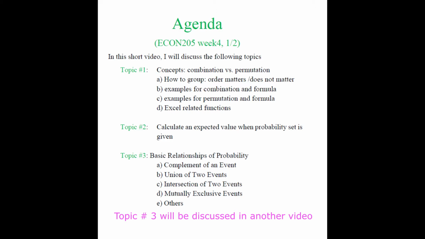Topic number 3, basic relationship of probability. Complement of event. So we have an event, and what is complement? Union of 2 events, intersection of 2 events, mutually exclusive events, and other probability relationships.